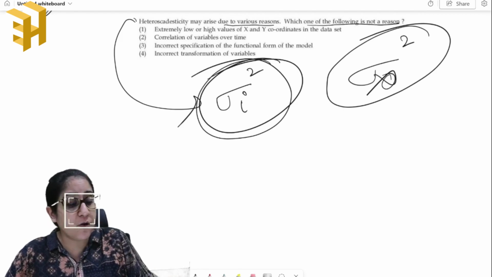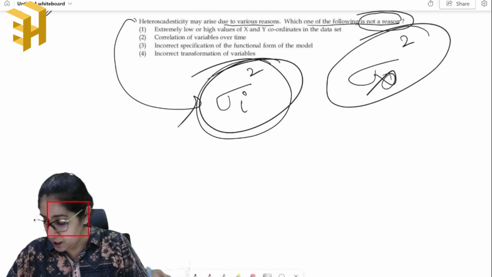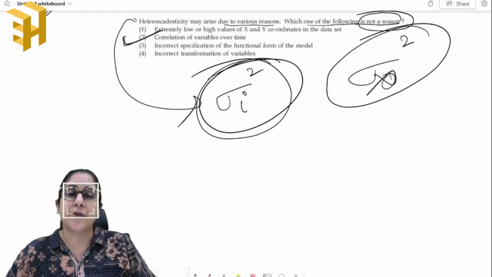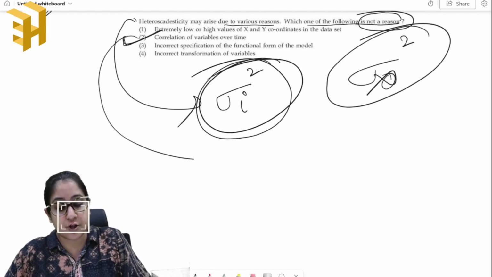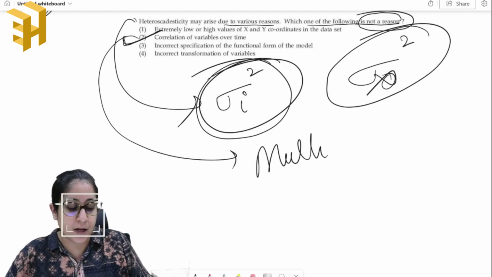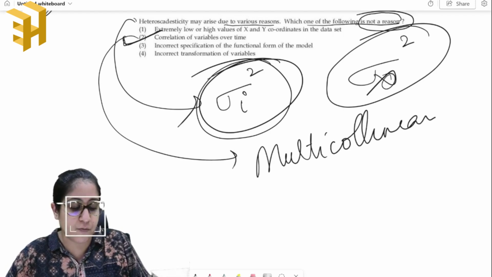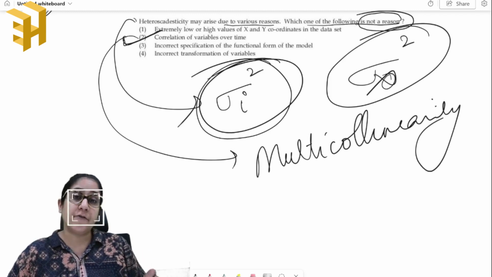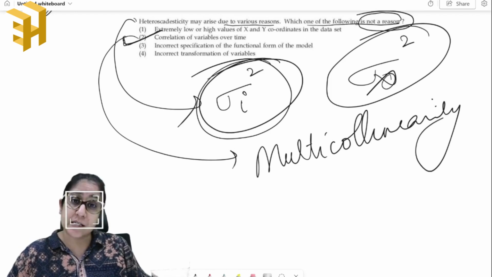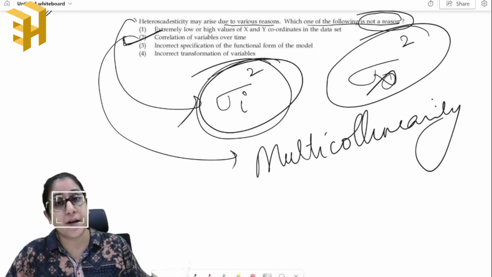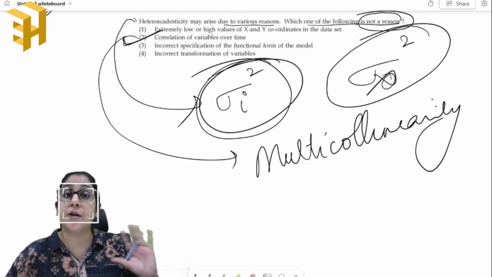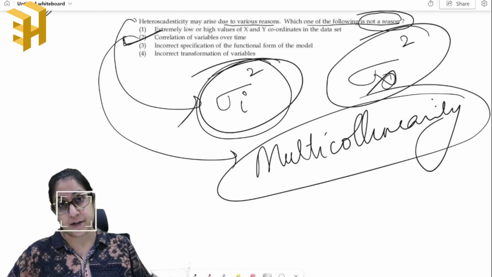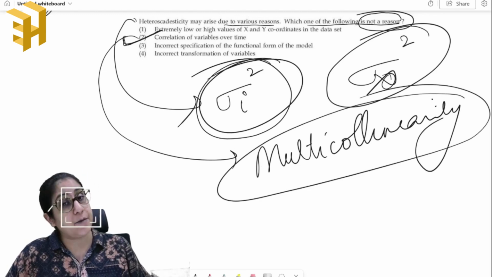Okay, so which one of the following is not a reason? The correct answer is the correlation of variables over time, right? So that is not the reason. Correlation of variables would result from multicollinearity. This will result in multicollinearity and not heteroscedasticity, right? Any sort of error in the model will result in heteroscedasticity, whereas any sort of relationship between the explanatory variables will result in multicollinearity. It is very, very important from the examination point of view.